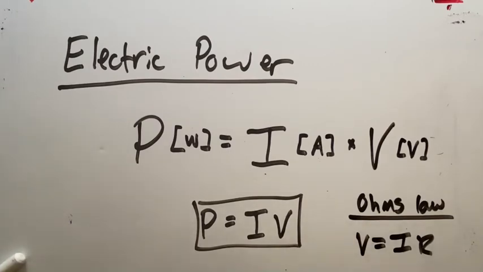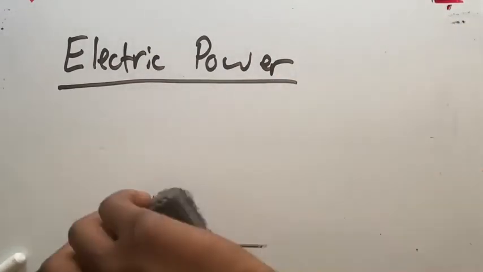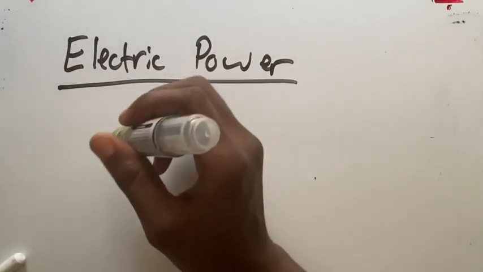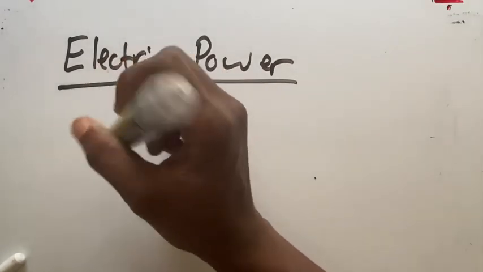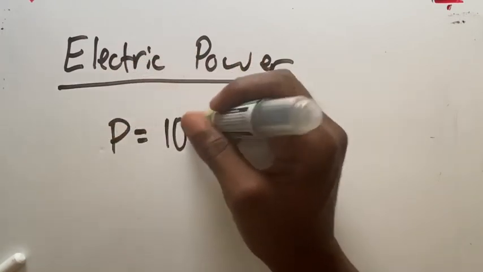And let's see, a quick example would be, say we have a light bulb that draws 100 watts of power.